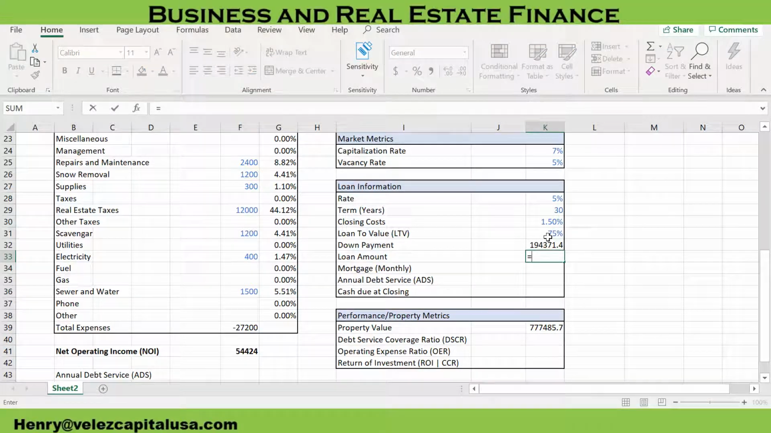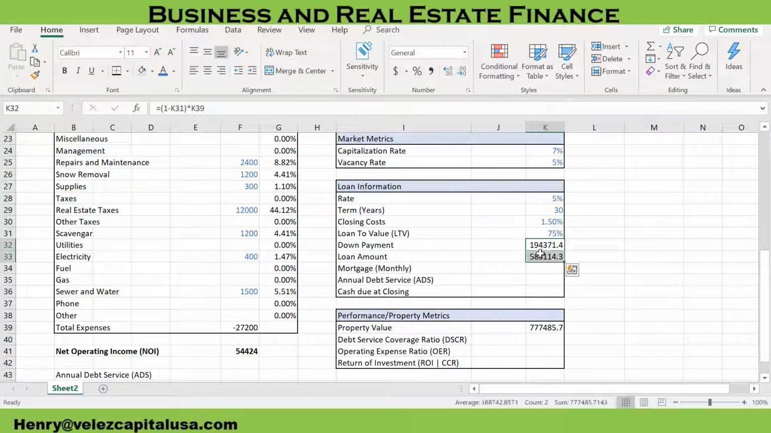So what's the loan? The loan is 75%, the other part, because the down payment and the loan amount should equal the property value or the acquisition cost, whatever you want to call it, based on your situation. So you multiply the loan to value by the property value. Let's check it. Highlight both, 77,485, we're good. Now let's model the monthly mortgage.